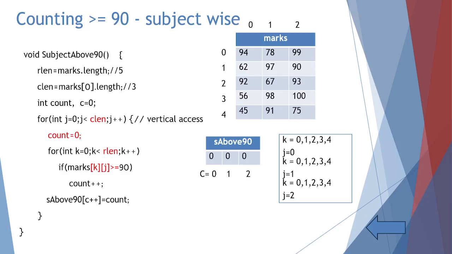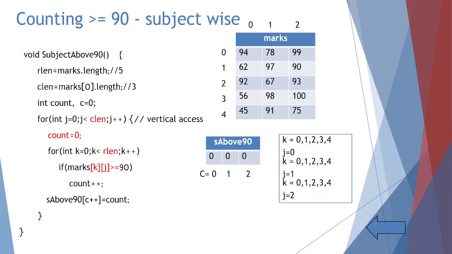Then 0, 1, 1, 1, 2, 1. So 0, 1, 1, 1, 2, 1, and so on and so forth. Vertically, it is accessing the array. So in order to access vertically, the outer loop's length should be till the column length. The inner loop's length should be till the row length, and marks of kj, not jk.